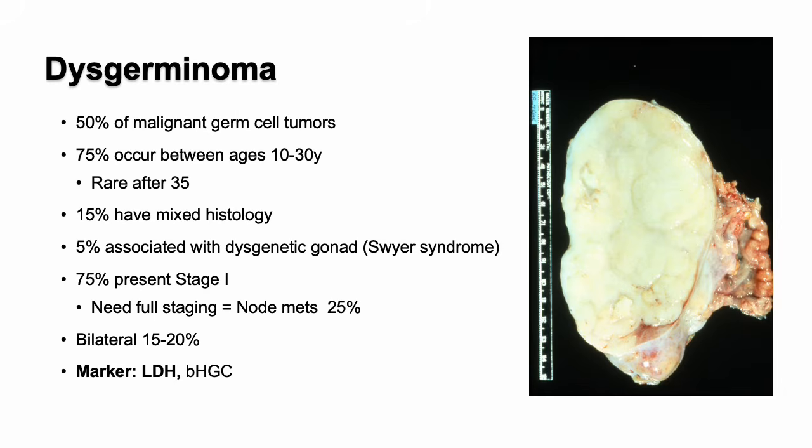Dysgerminomas are more common: 50% of malignant germ cell tumors, oftentimes occurring young. 5% can be associated with Swyer syndrome. They often present at stage 1. They can be bilateral 15 to 25% of the time. And this is an important note for probably residents, but they can have lymph node mets. So if you do have a dysgerminoma on frozen, then you do have to do a lymph node dissection. And remember, like we said, LDH is the tumor marker most specific for dysgerminoma. Remember that D in dysgerminoma, D in LDH.